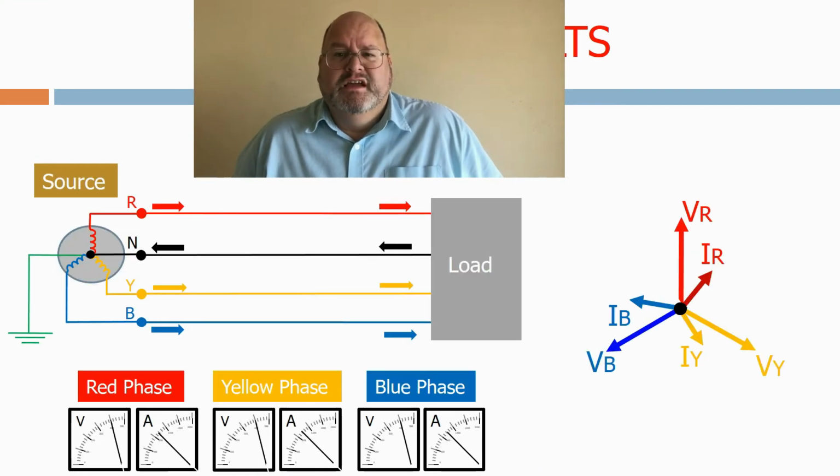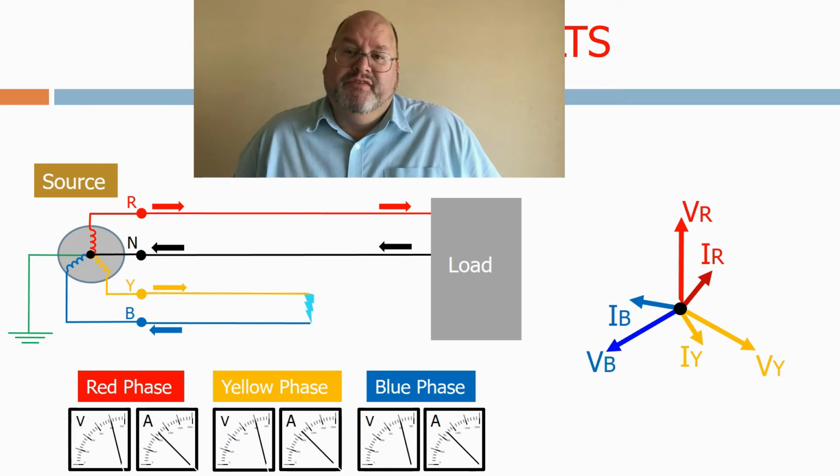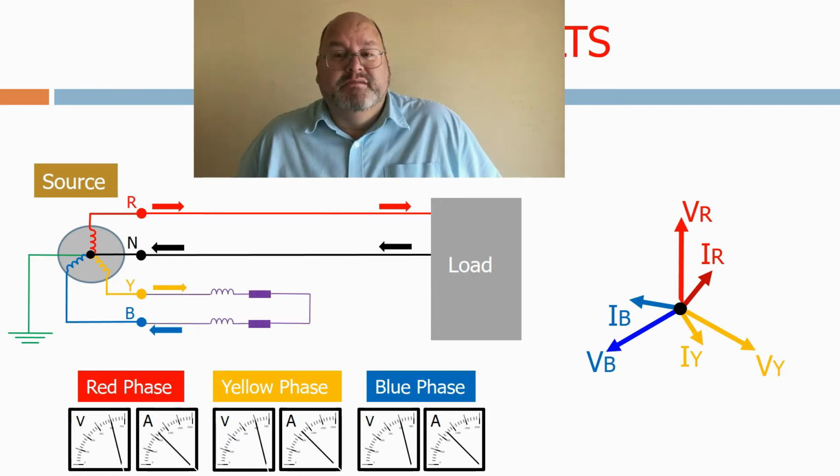Let's now see what happens if the yellow phase conductor touches the blue phase conductor. Current will now start to flow from the yellow phase conductor through the fault and back through the blue phase conductor. If we look at the impedance of the faulted circuit, all it contains now is the impedance of the yellow phase conductor up to the point of the fault, the impedance of the fault itself, and the impedance of the blue phase conductor. Let's now see what happens to the voltages and currents.